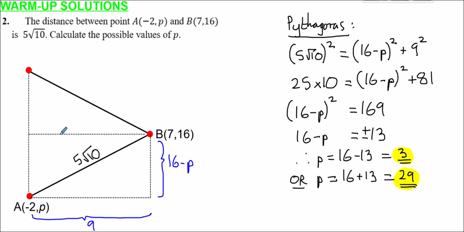And so what we can think about is that this is A1, where p is 3, and up here, that's A2. That's a second option for A, where A would be minus 2, 29. So down here, A is minus 2, 3. Up here, the other option for A is minus 2, 29. And so this would be an isosceles triangle where both of these lines, both of these distances, would be equal to 5 root 10. And so that's why we have two different possibilities for the values of p.